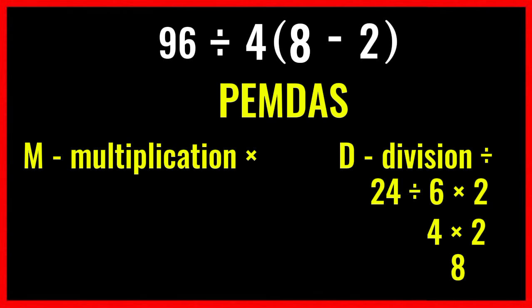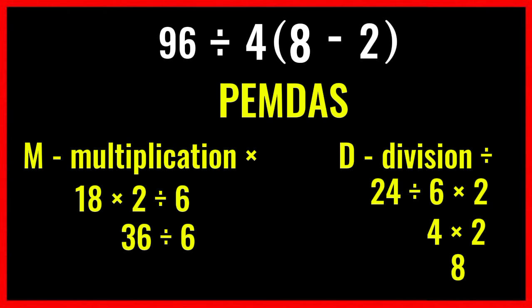Another example, 18 multiplied by 2 divided by 6. Again, move from left to right. 18 times 2 equals 36. 36 divided by 6 equals 6. Never skip from one side to the other. Always move from left to right. Finally, we have A and S.